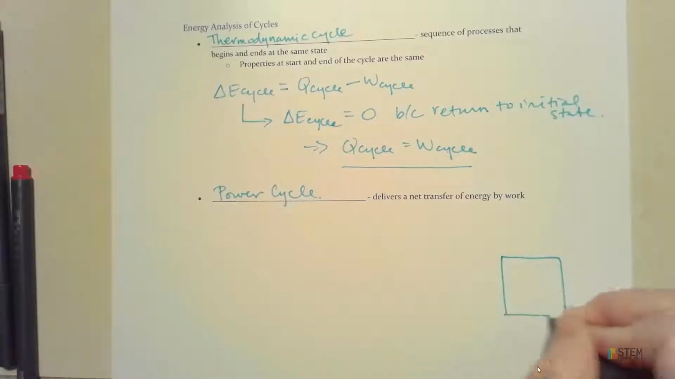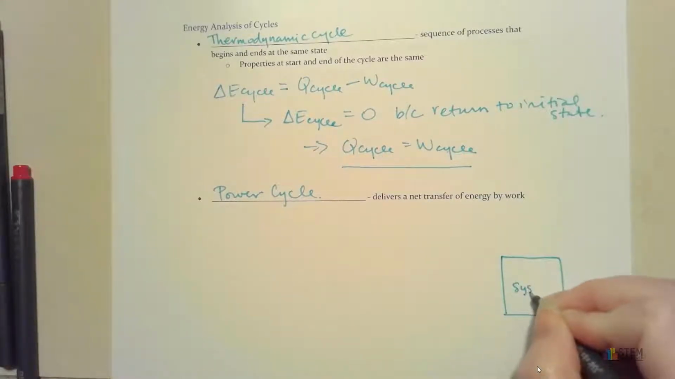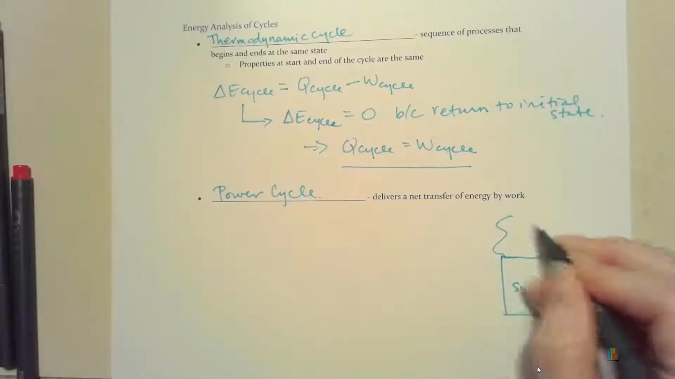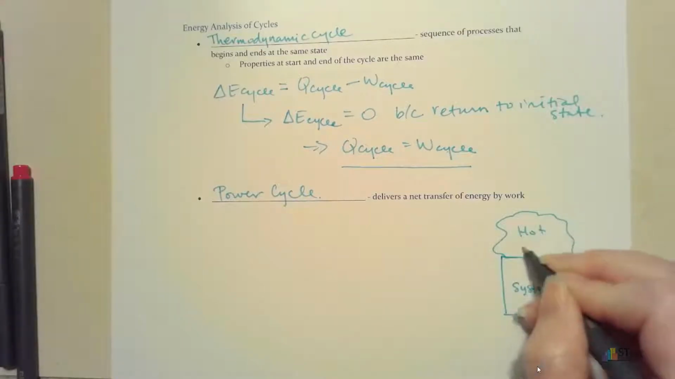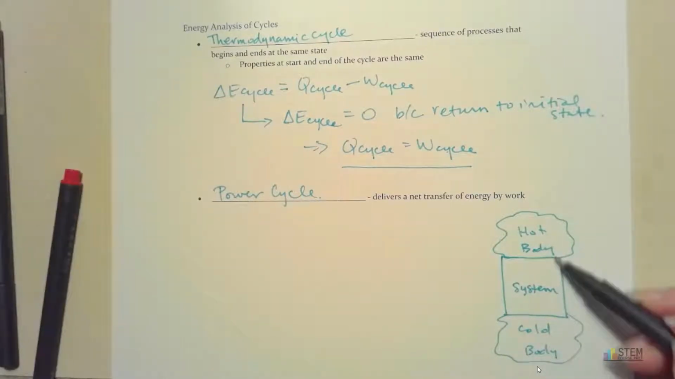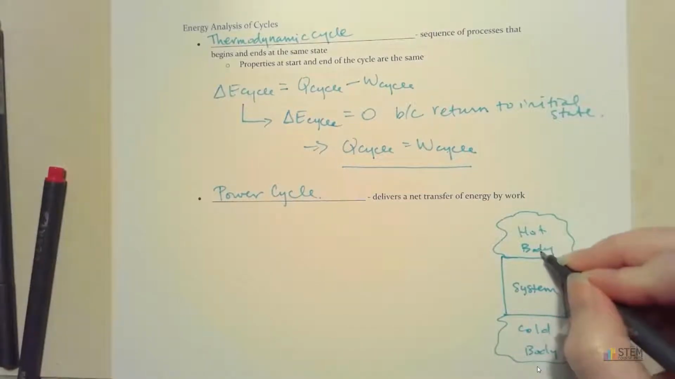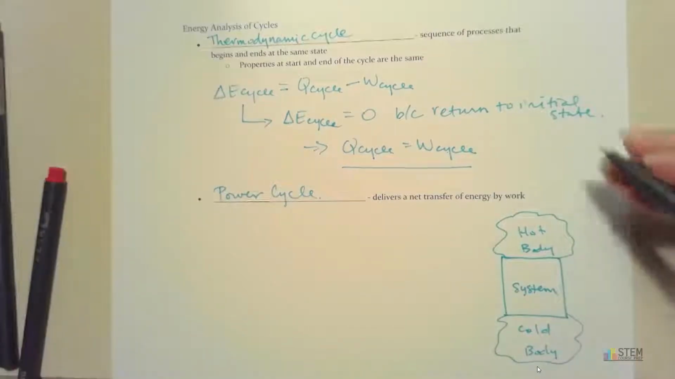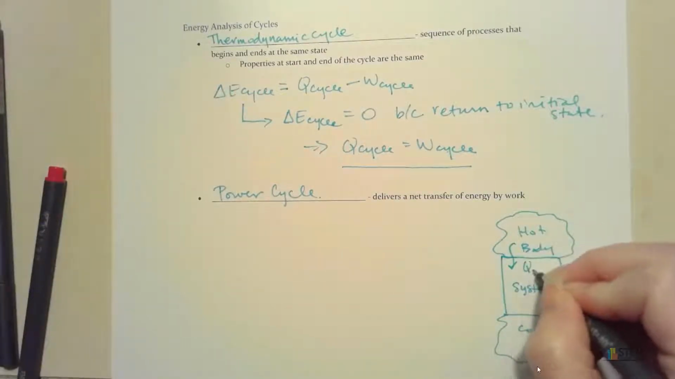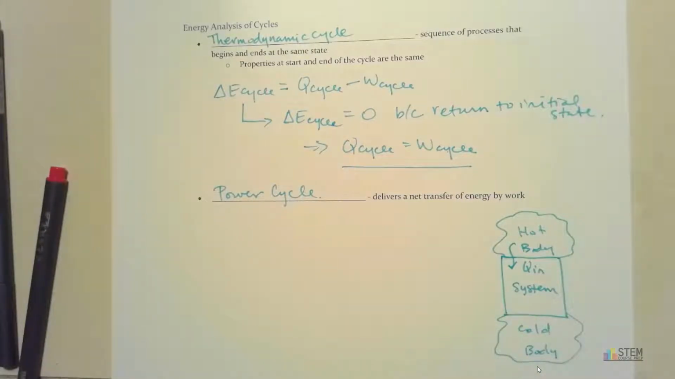So let's draw this little box here. This is going to be our system. So whatever we got going on in this system, and then we're going to have a hot body here, and then we've got some cold body down here. Okay. Now what's going to happen is we've got a temperature difference between these bodies and our system. So this hot body, there's a temperature difference. Remember, we always go from hot to cold. So we're going to have a Q in that's brought about by that hot body.